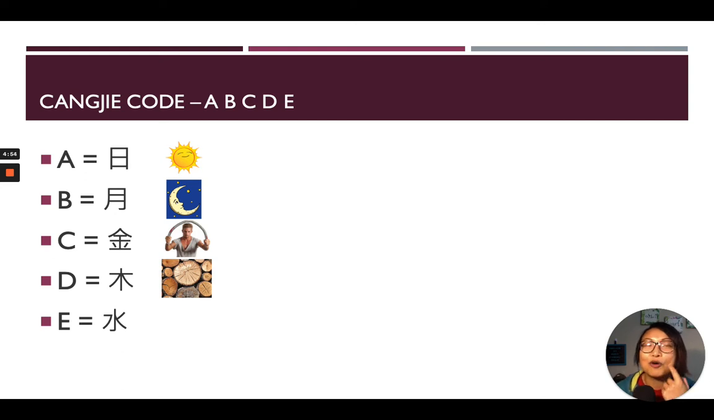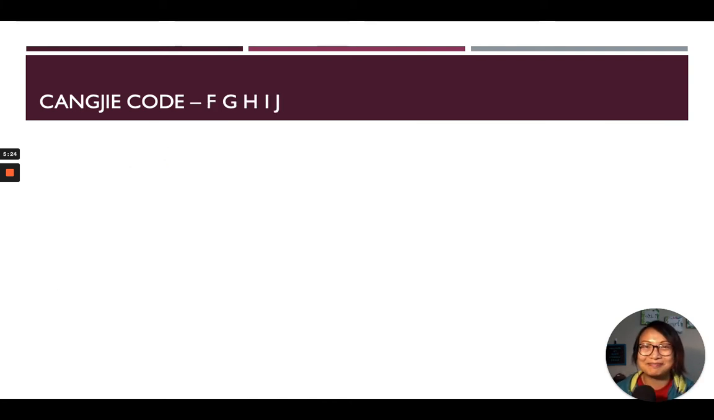And what about E? E is for water, 水. How can E be 水? I was thinking about water. Well, when we have water in the ocean, it becomes like a wave. And look at this wave. I think it looks a little like the alphabet E. So let's remember the letter E stands for shui in Chinese or the related parts.